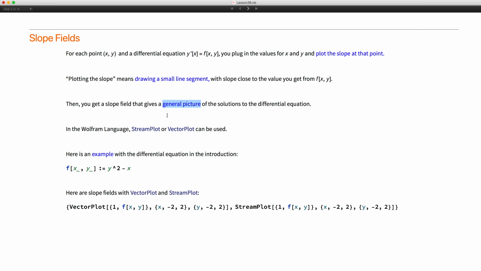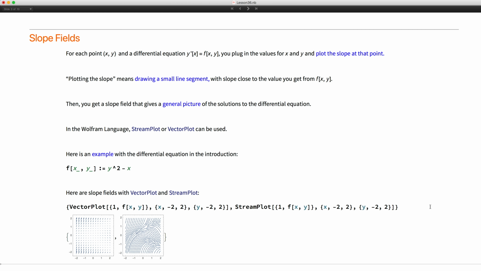Now luckily, we have two functions in the Wolfram language: StreamPlot and VectorPlot, which can be used for this purpose. So for example, let's go back to the earlier differential equation, and you can use VectorPlot by saying 1 comma f of x comma y over here, or StreamPlot with the same kind of specification, and you get back the vector field, the slope field over here, and the stream field over there. The stream field has the solution curves instead of just the arrows like over here.